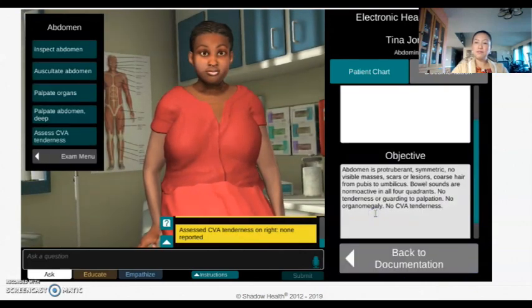Okay, my summary for the abdomen. Abdomen is protuberant, symmetric, no visible masses, scars or lesions, coarse hair from pubis to umbilicus. Bowel sounds are normal active in all 4 quadrants. No tenderness or guarding to palpation. No organomegaly, no CVA tenderness.